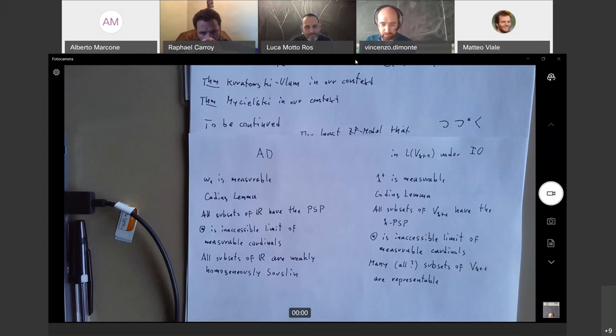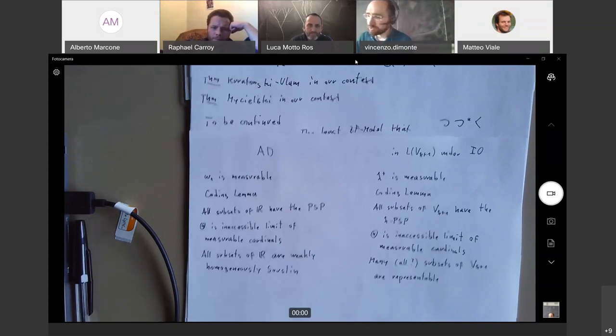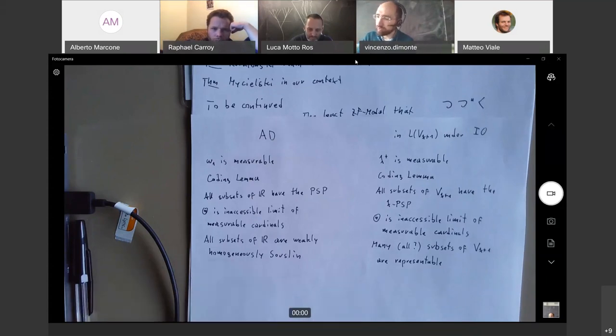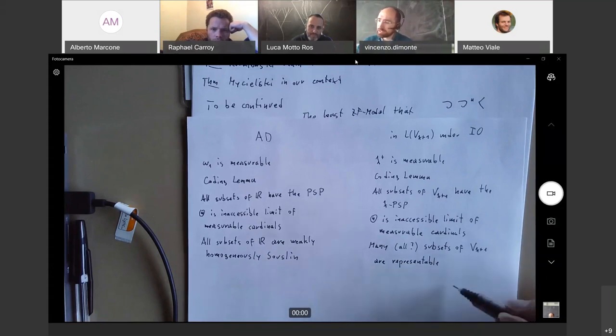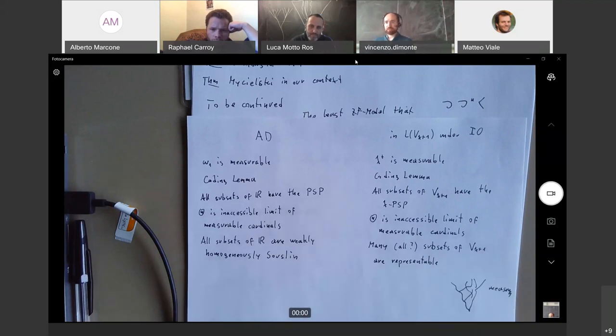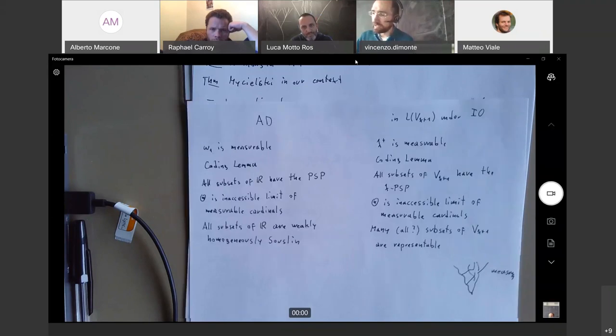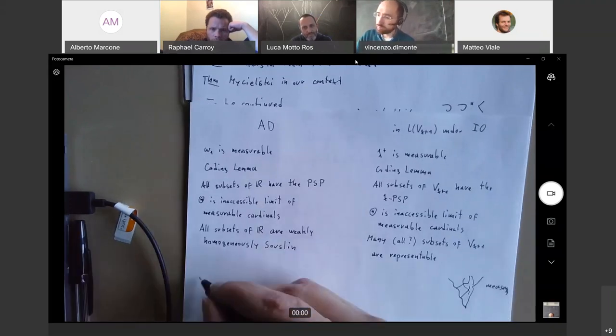I'm not going into the details, but the point is that weakly homogeneously Suslin is a difficult, involved definition. It just means that there is a structure, some kind of tree of measures, such that if you read this structure, you can construct a weakly homogeneously Suslin set. And under a zero, we have the same. So from now on, suppose.